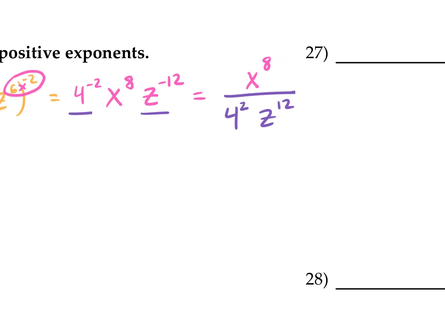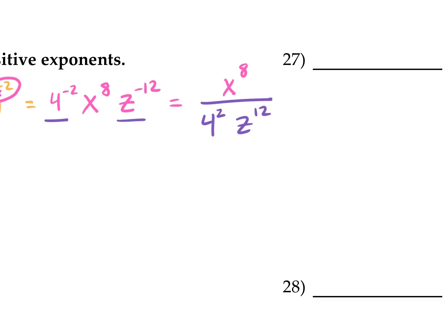One last little thing that we can do to simplify. What is it, Madison? 4 to the second power. Awesome. What's 4 to the second power? 16. So our answer is x to the power of 8 divided by 16 times z to the power of 12.